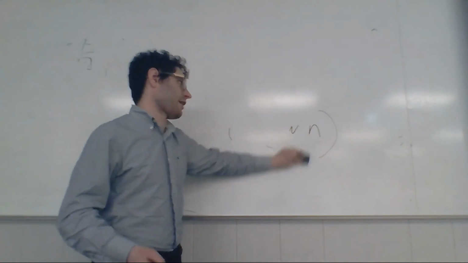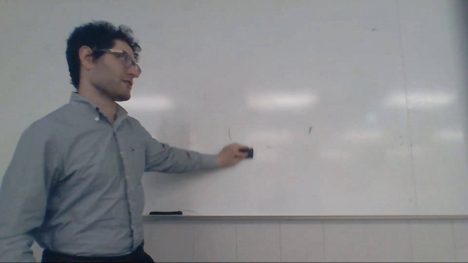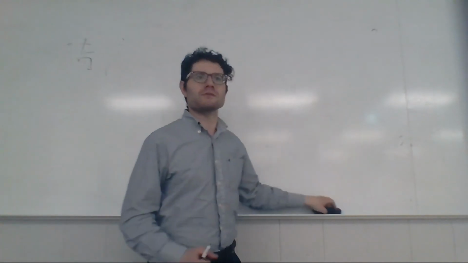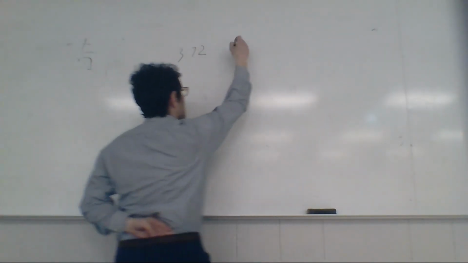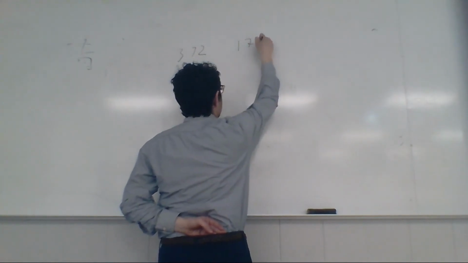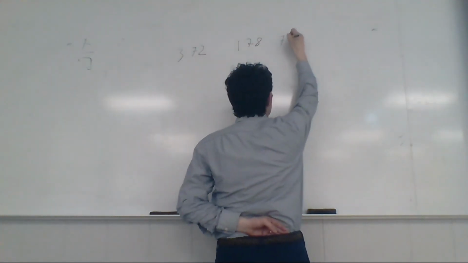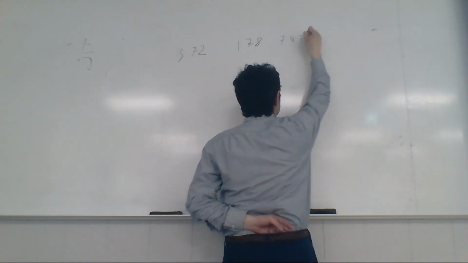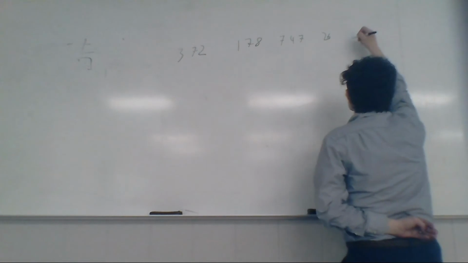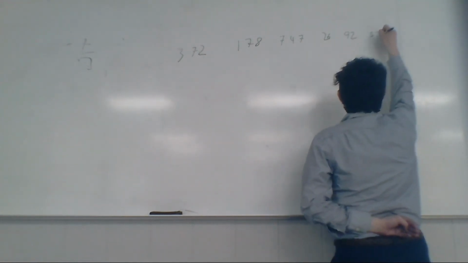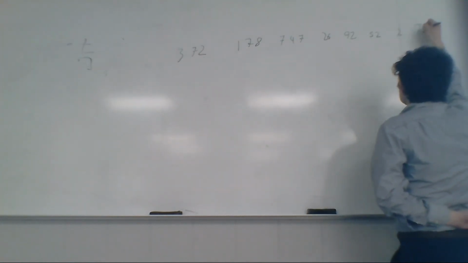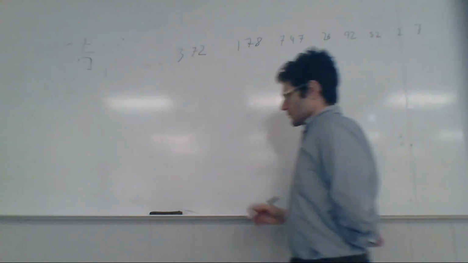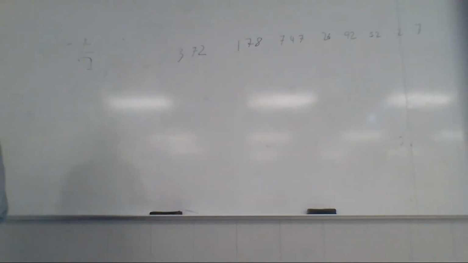This is a very interesting sorting algorithm because it's not going to use any comparisons. What it is going to use is queues. We're going to do this by sorting some 3-digit numbers specifically: 372, 178, 747, 26, 92, 52, 2, 7. And we're working in the decimal system here.